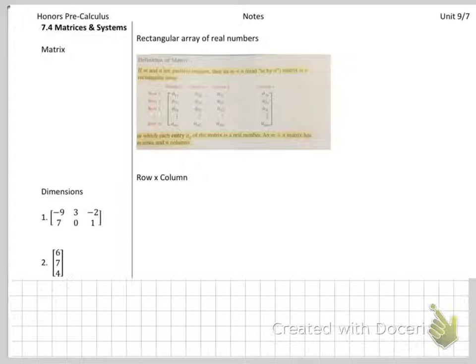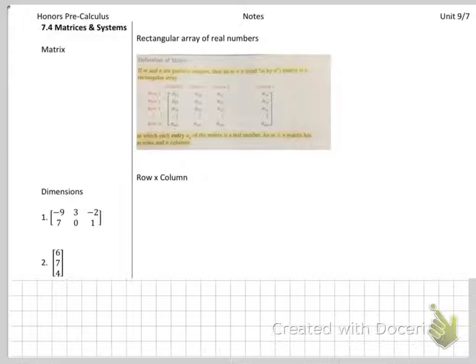This is section 7.4, matrices and systems. So we're finally going to learn what these matrices are all about. A matrix is technically a rectangular array of real numbers, but it's just a way to organize data. Computers use matrices a lot so that we can organize our data.